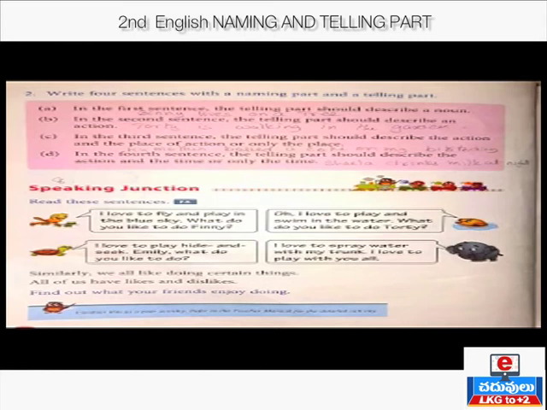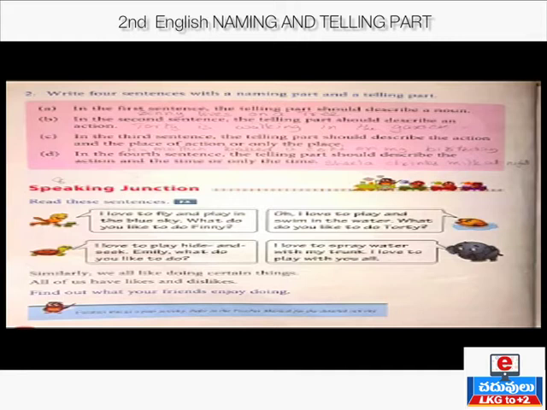Children, in the previous class, we completed up to the first bit, that is the naming part and telling part. Today open page 24. You can see the second bit there: write 4 sentences with a naming part and a telling part. In the previous bit, we circled the naming part and underlined the telling part. Today in the second bit you have to write the sentences with a naming part and a telling part.